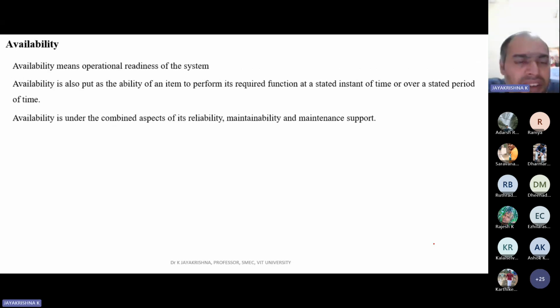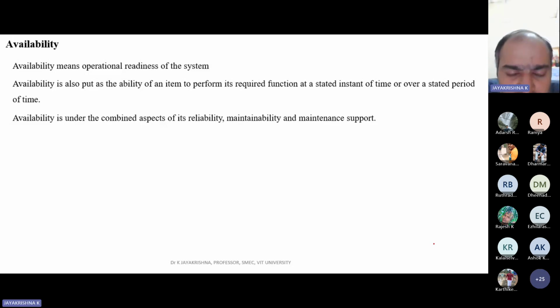Then what is availability? Availability means operational readiness of the system. Availability is also put as the ability of an item to perform its required function at a stated instant or over a stated period of time. Availability is under the combined aspects of reliability, maintainability, and maintenance support. For example, today I want to manufacture some product X using machine A, and this machine A should be available for me to produce the required quantity of product X. So the availability of the machine to manufacture product X in quantity Y is called availability.